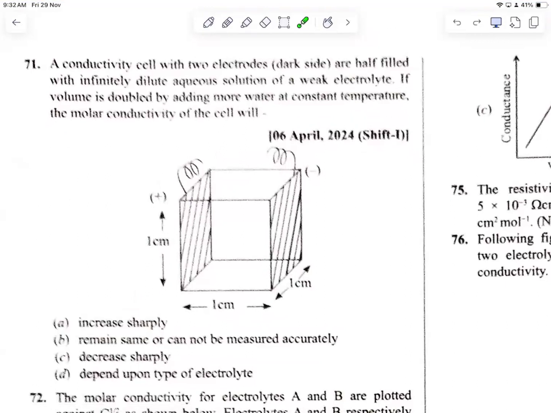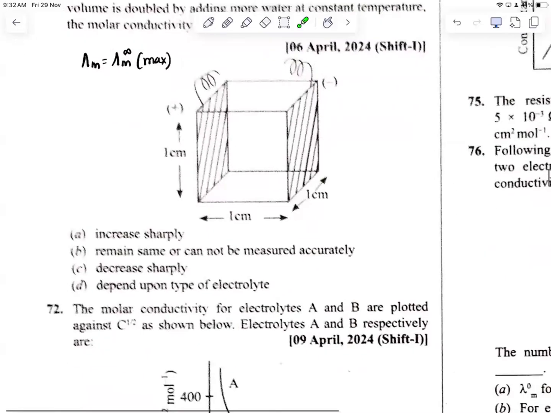But here, he made it very tricky by putting the idea that it is already at infinite dilution, which means lambda m value is same as lambda m infinity, which is maximum. This is the maximum which has already occurred. Now, whether you increase the volume, double, triple, any amount, will it impact the molar conductance of the solution? No. So I think that is what he's trying to check.